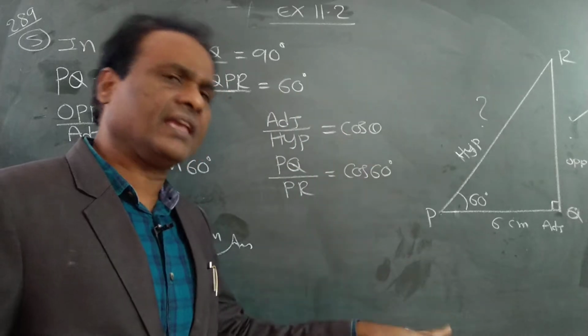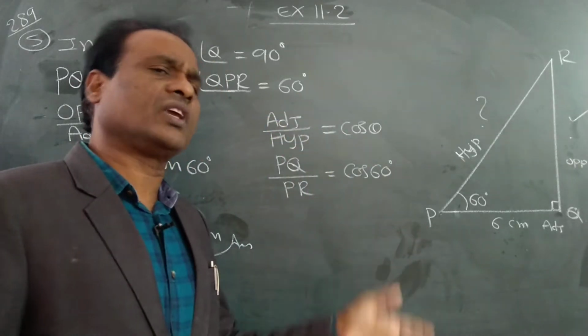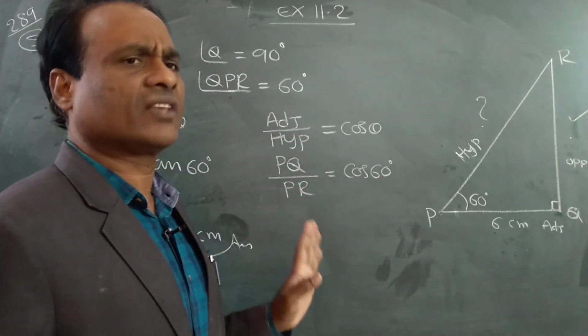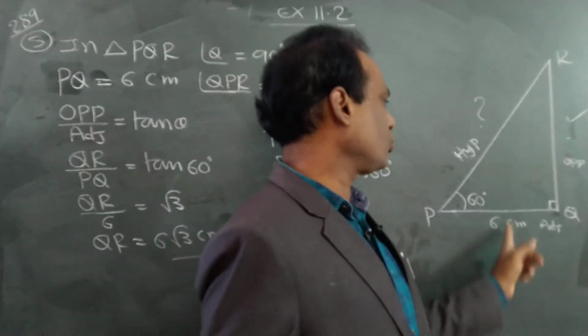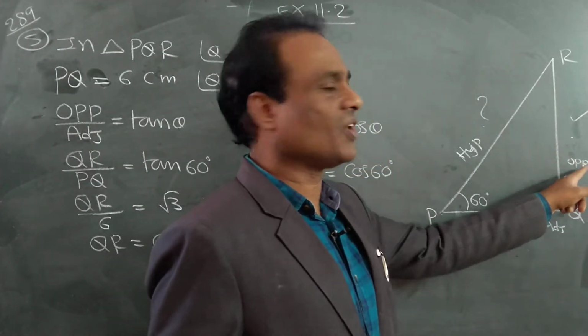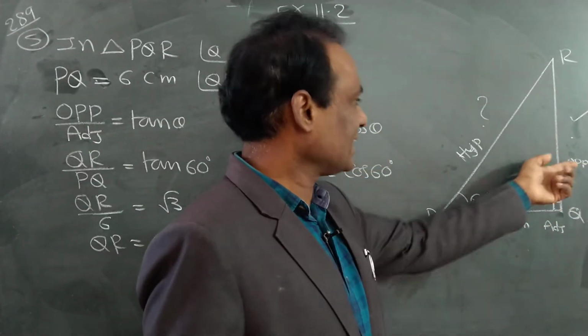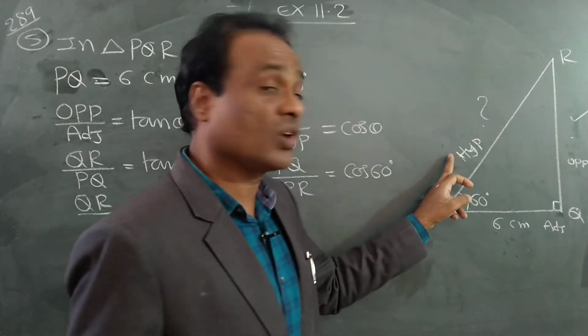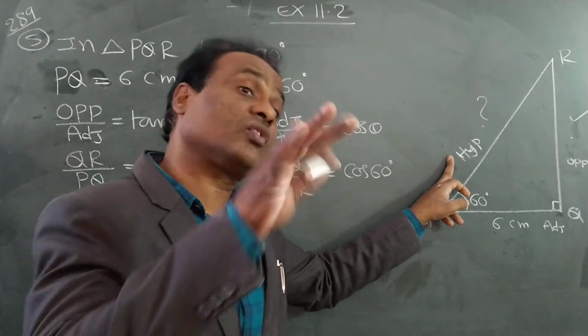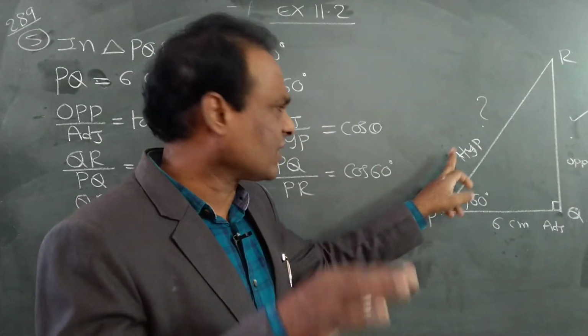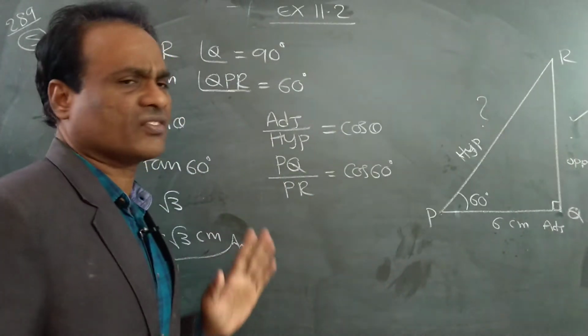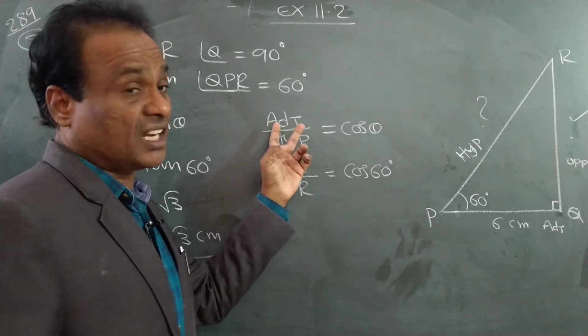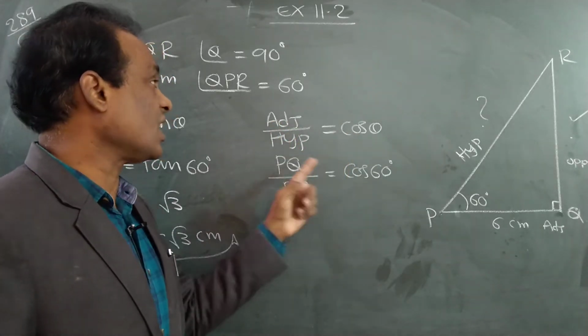You can take sine, cos, secant, cosecant, any ratio, except tan and cot, because tan means these two. After getting this, our next question is to get the hypotenuse. So choose any ratio which involves the hypotenuse. I took the cos theta definition. Adjacent by hypotenuse is cos theta.